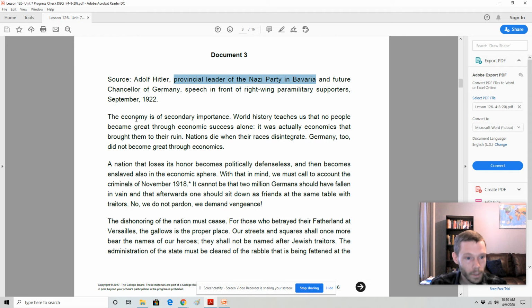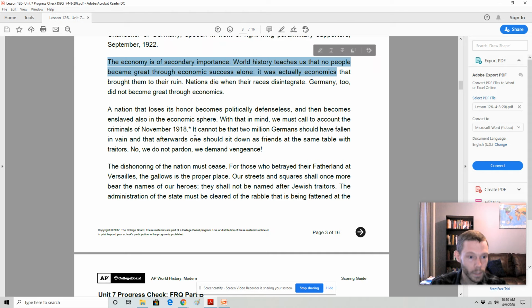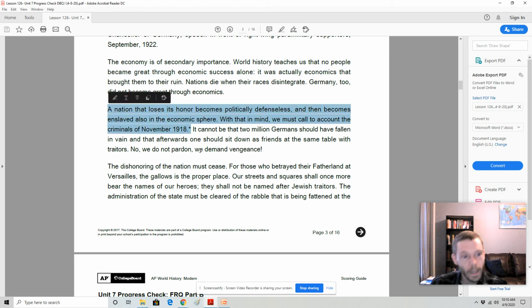The economy is of secondary importance. World history teaches us that no people become great through economic success alone. So this is, again, setting the foundation for what his views are going to be. Notice this idea, the memory of the First World War. A nation that loses its honor becomes politically defenseless and then becomes enslaved also in the economic sphere.